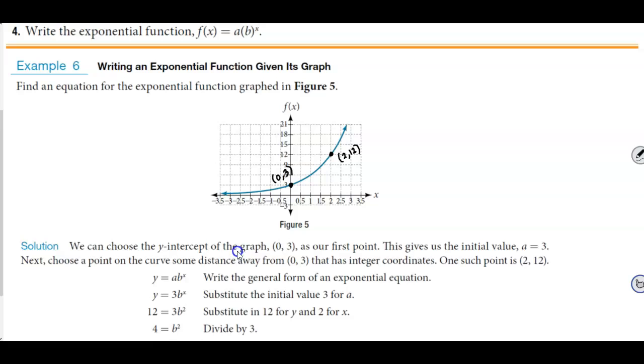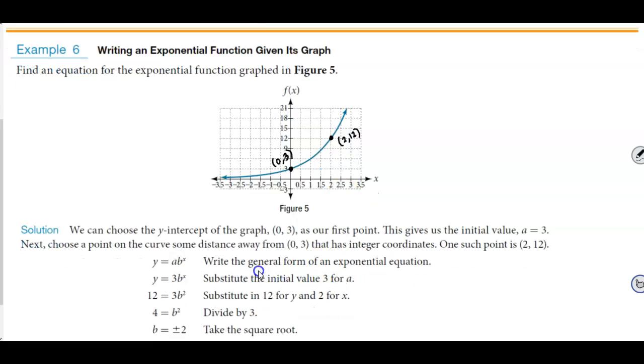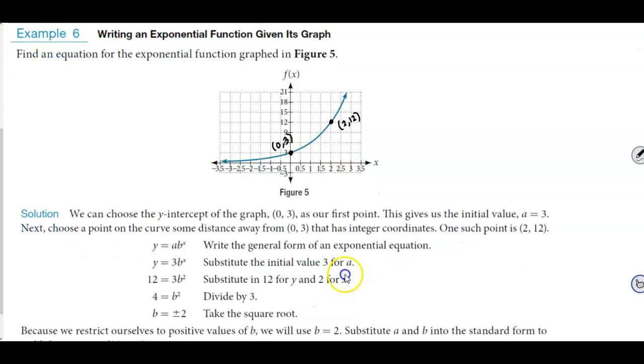Now that we can choose the y-intercept on the graph to be (0, 3) as our first point, that tells us that the initial value a is going to equal 3. Next, we choose a point on the curve some distance away from (0, 3), which is what we did, that has integer coordinates. One such point is (2, 12). Now we're going to write the general form of an exponential equation, which is y = ab^x. Then we substitute the initial value, 3, in for a.